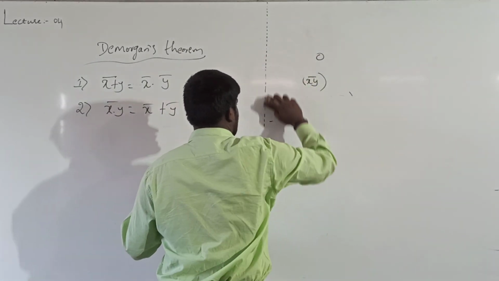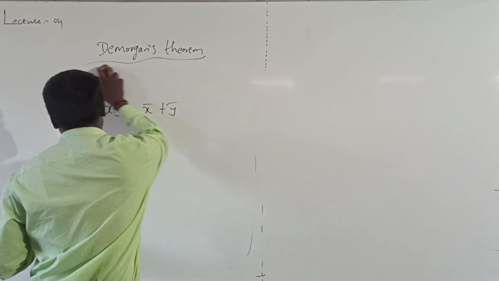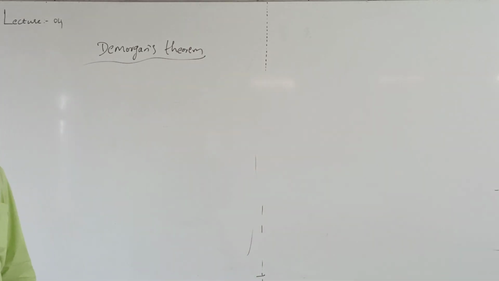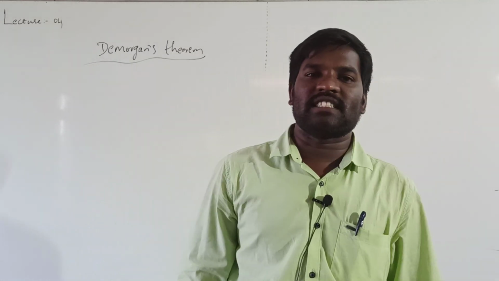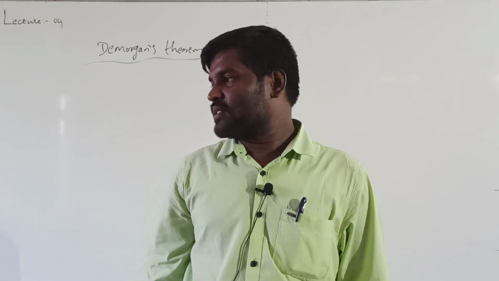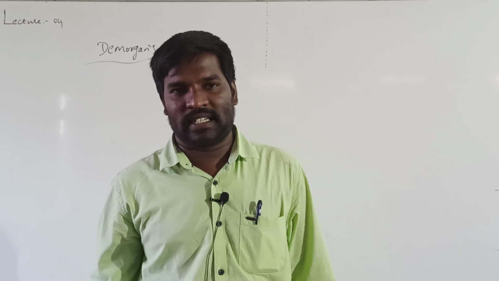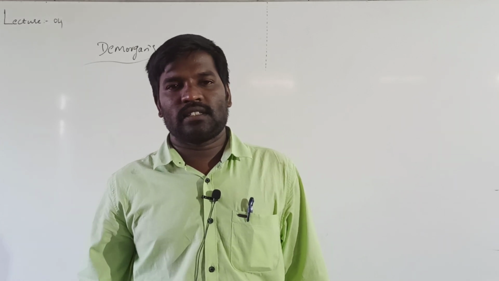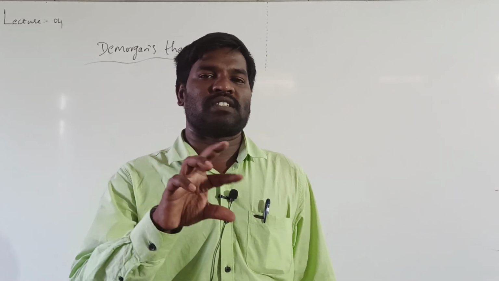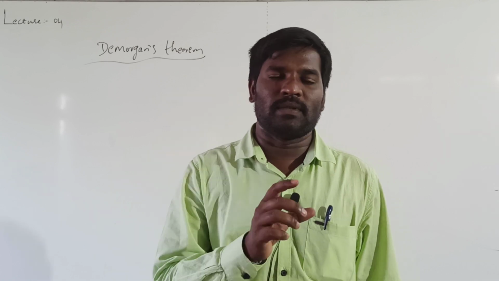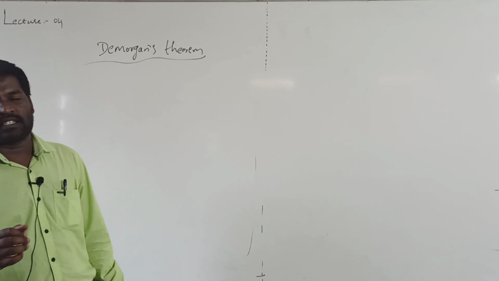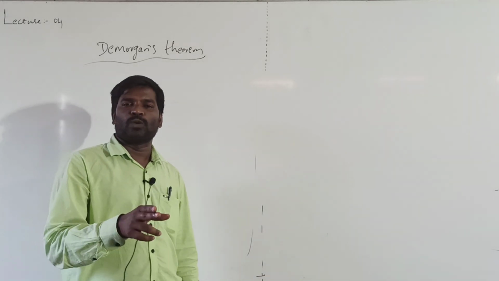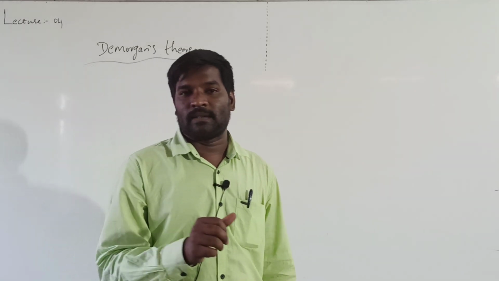And one more thing: sometimes in the exam they ask to state and prove De Morgan's theorem algebraically. It means you can prove it with the help of complementary laws. They will not mention first theorem and second theorem. Simply they will give state and prove De Morgan's theorem. It means you have to prove both the theorems.